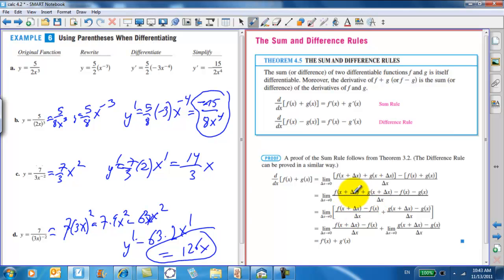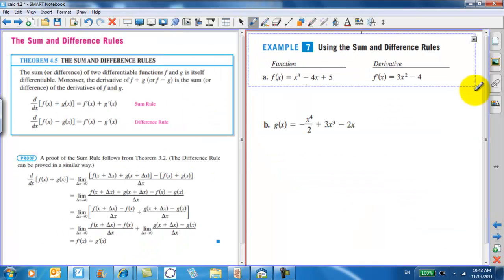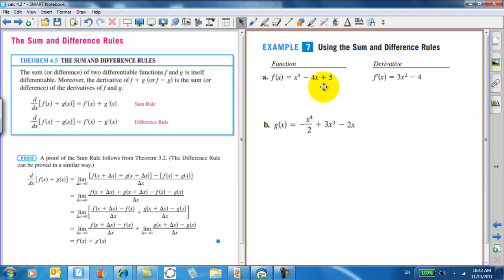The f of x plus delta x is combined with the minus f of x to come up with the derivative of f of x. And here we're going to start using these sum and difference rules. Here someone took the derivative of x cubed and got 3x squared, the derivative of minus 4x and got minus 4, and the derivative of the constant 5 was 0. So let's try it here together now.